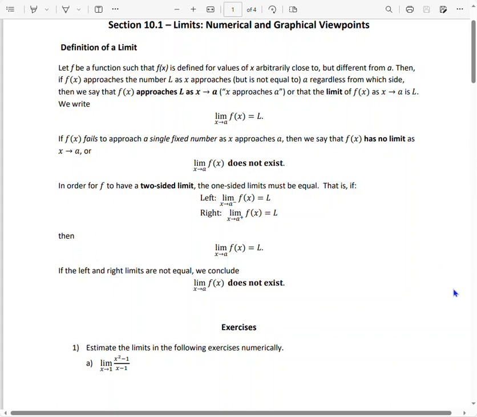Hello. So let's get into some more examples with the limits, the numerical and graphical viewpoints. A little bit of highlights. These worksheets are available for each section. I don't know if I have them on Blackboard yet, but if you want them, let me know.